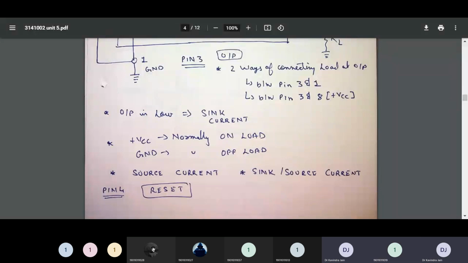Yes, sir. So we have to start with pin number 4. Okay. Since we have already drawn the diagram of both the configurations, please note down about pin number 4. Pin number 4 is a reset pin. I repeat, pin number 4 is a reset pin.